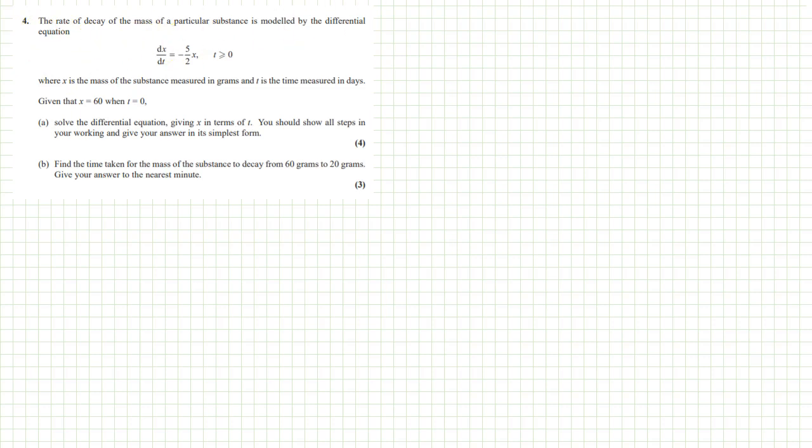Question number 4. dx over dt is minus 5 over 2 x, t is greater than 0. The rate of the decay of a mass of a particular substance is modeled by the differential equation, where x is the mass of the substance in grams and t is the time measured in days. Given x is 60 when t is 0, initially the mass is 60. Solve the differential equation in terms of x and t.